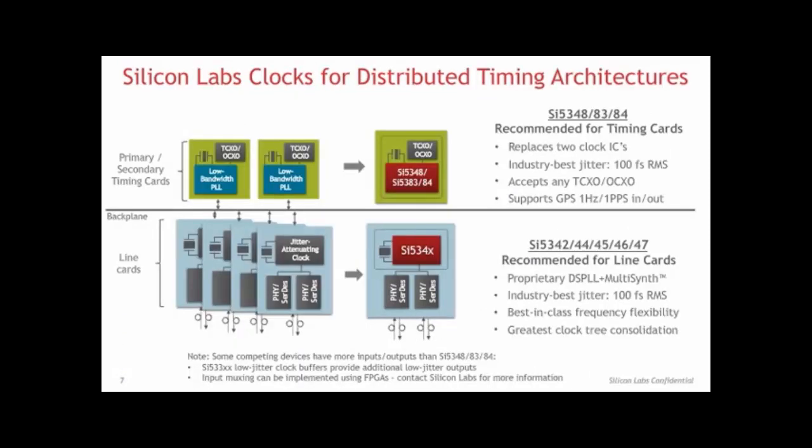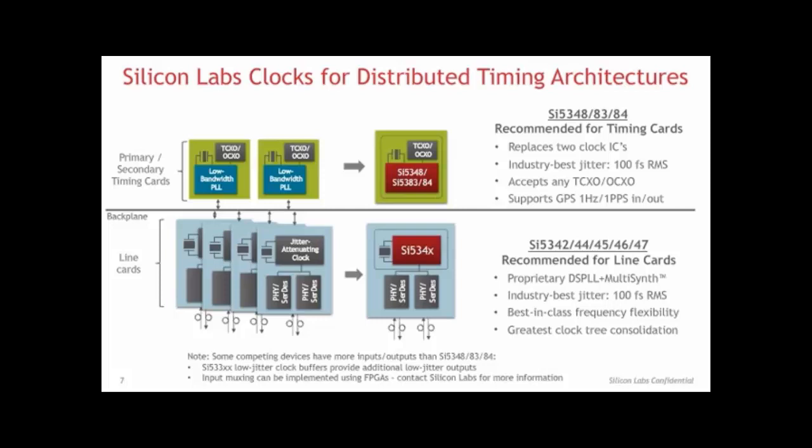In the distributed timing architecture, Silicon Labs recommends using the Si5348, 83, and 84 synchronization clocks for the timing card designs, and then using the 5342 through 47 jitter attenuators for each line card. On the timing card, the synchronization clocks perform wander attenuation and generate clock outputs for each line card. Since each line card already has a jitter attenuator, you might think it's not necessary for the outputs of the timing card to have low jitter. While this is true, many competitors still need low jitter output clocks for other functions on the timing card. As a result, synchronization clocks are a good fit for the timing card designs.